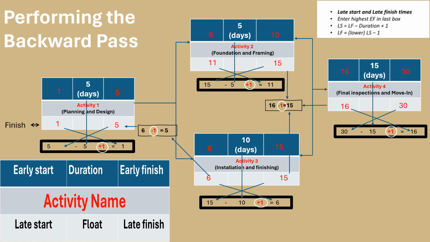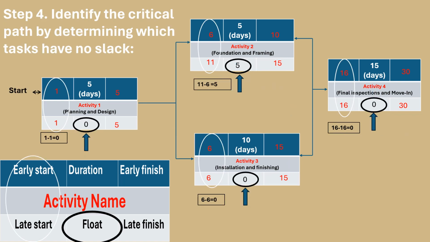These steps will help you systematically perform the backward pass in your project schedule, allowing you to identify the critical path and manage project timelines effectively. Now, let's dive into the critical aspect of our project management, the critical path. This path represents the sequence of tasks that are absolutely essential and cannot be delayed without causing an extension in the project's overall duration. Identifying the critical path is where the real magic happens in project planning.